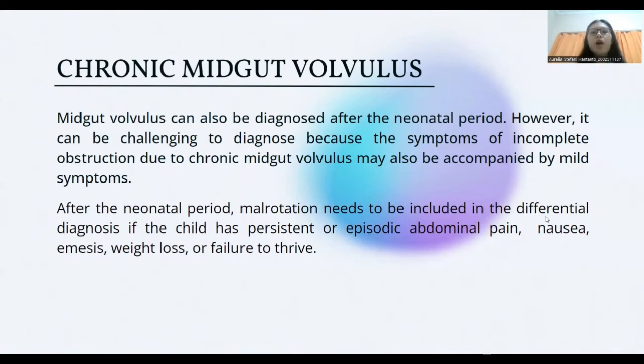Because of this, after the neonatal period, malrotation needs to be included in the differential diagnosis if the child has persistent or episodic abdominal pain, emesis, weight loss, or failure to thrive. The less common symptoms of midgut volvulus are intermittent diarrhea, constipation, hematochezia, malabsorption, bloating, and early satiety.